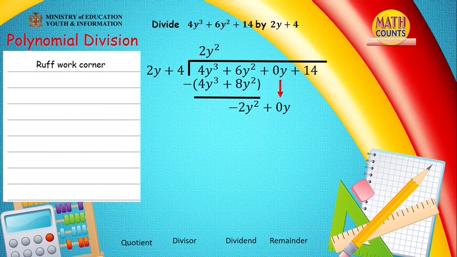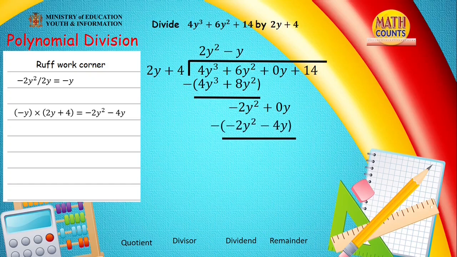Continuing, we bring the 0y down, and then we say 2y divided into minus 2y squared. That gives us negative y. We're then going to multiply that negative y by 2y plus 4. Now this gives us negative 2y squared minus 4y squared. And we're going to subtract that from negative 2y squared plus 0y.